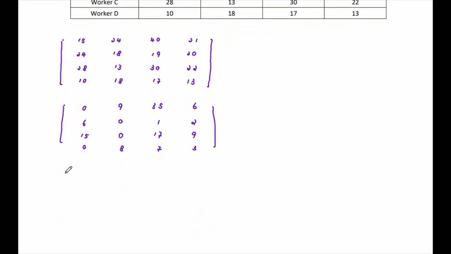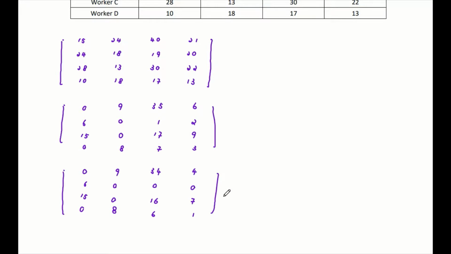Then let's continue with the next one, which is doing the column reduction. So for the first column, the smallest number is 0. So that's why 0, 6, 15, and 0. Second column, smallest number is also 0. So all the numbers remain the same. So next column, the smallest number is 1. So 34, 0, 16, and also 6. So last column, the smallest number here is 2. So that's why 4, 0, and then 7 and 1.